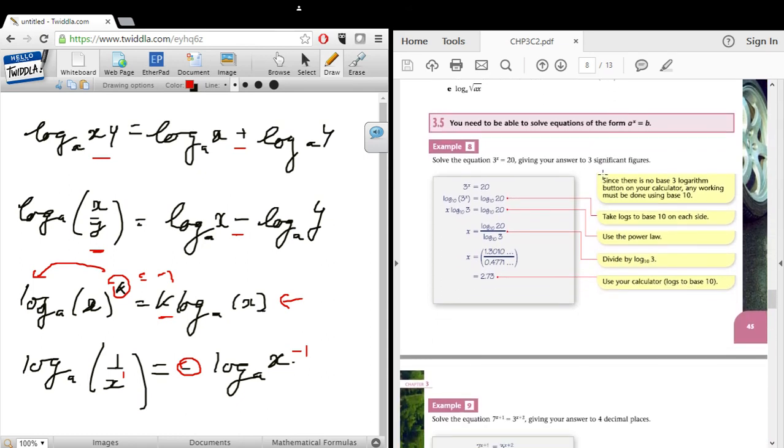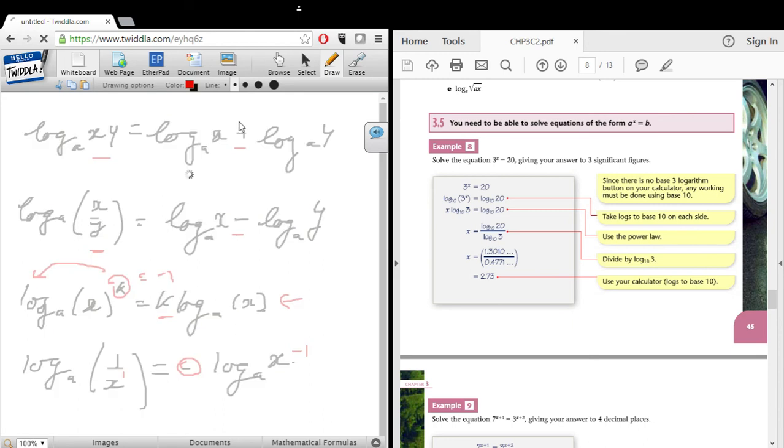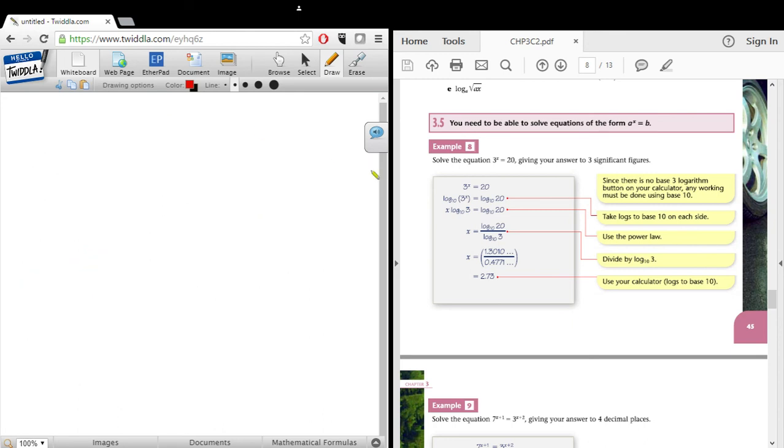You need to be able to solve equations of the form a to the power of x equals b. Okay, what does this mean? So, solve the equation 3 to the power of x equals 20. Again, we can take log to the base 10 on each side, and then we'll get the following fraction here. Using a calculator, we'll get this answer, and then we'll have this value.